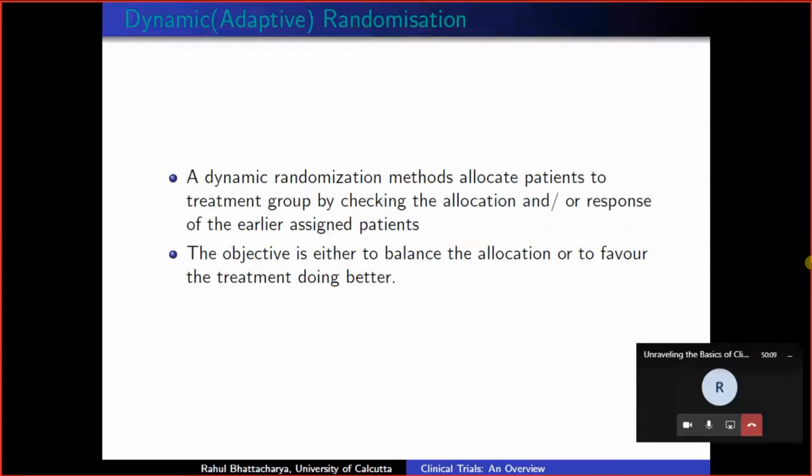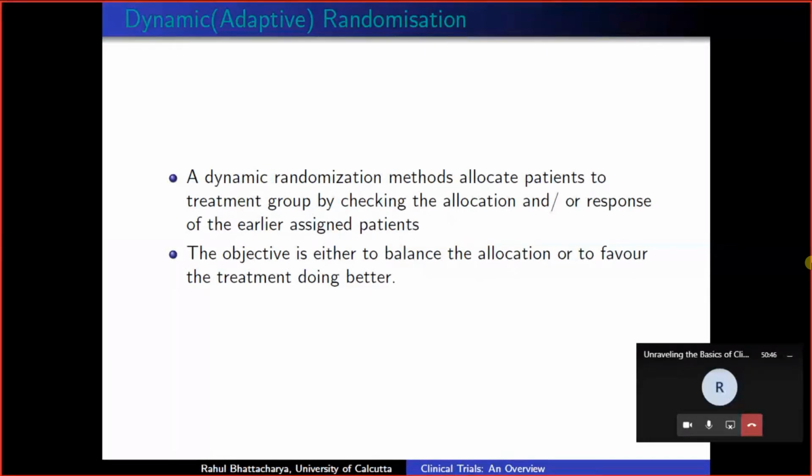So what is needed? You need dynamic randomization, or some adaptation. Adaptation means just observe the available data, and then accordingly change your allocation strategy. So if at some point of time you find that your treatment A is doing better, for the next patient, change the allocation probability for the incoming patient to treatment A.